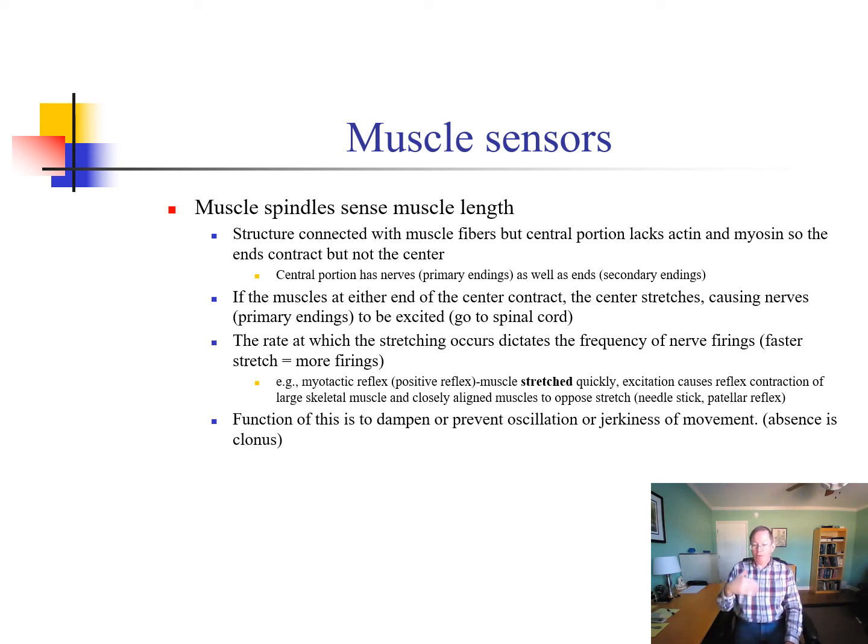The functioning of this is to prevent this jerkiness with motions. We don't have jerkiness with our motions for this. And if we do have that, that's a problem in the neurologic system and causes what we call clonus.